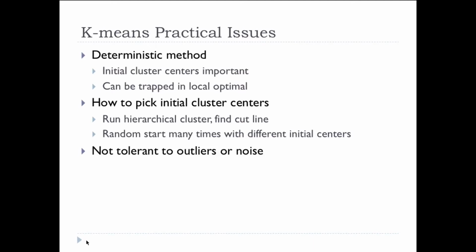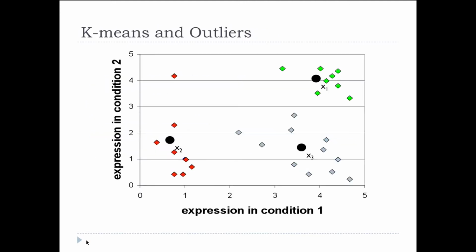Because this is using essentially a multidimensional mean, we know the mean is sensitive to outliers, right? So it's not really tolerant to outliers or noise. Here's an example. This point way up here is not going to easily fit into any cluster. Based on our initial guesses of where the clusters are, it may drive how our final result looks.